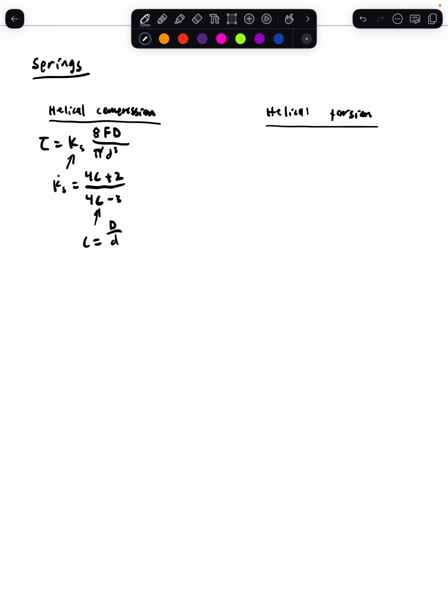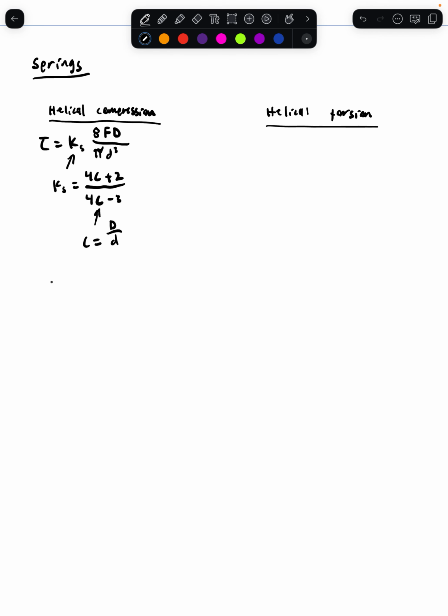This correction factor accounts for the fact that these types of springs don't get loaded under just pure shear or pure torsion. So both of these are going to have a correction factor, and it also accounts for things like stress concentration and that sort of thing.